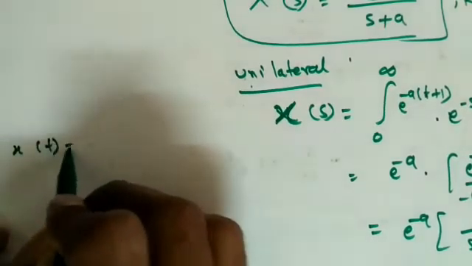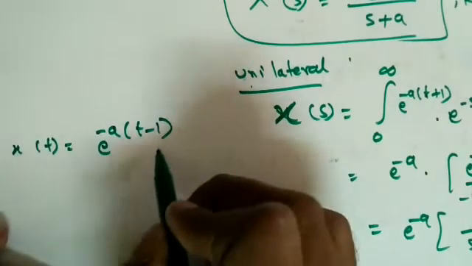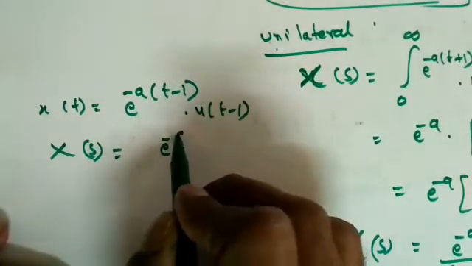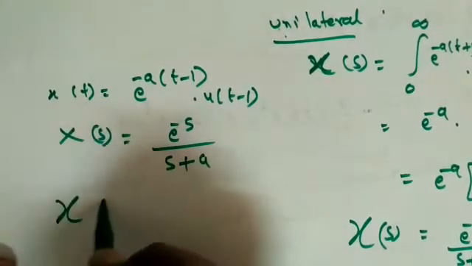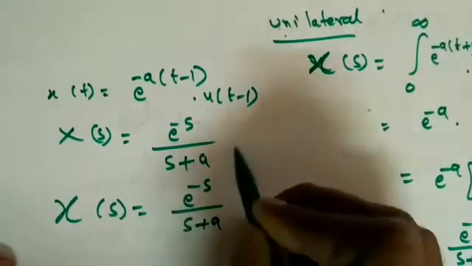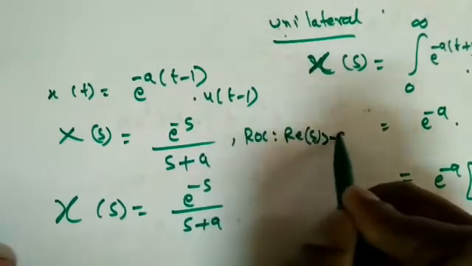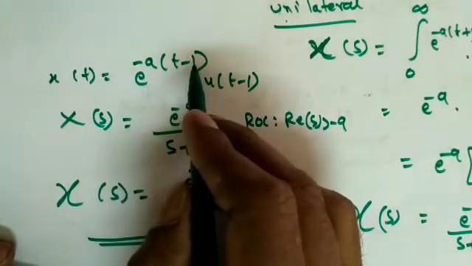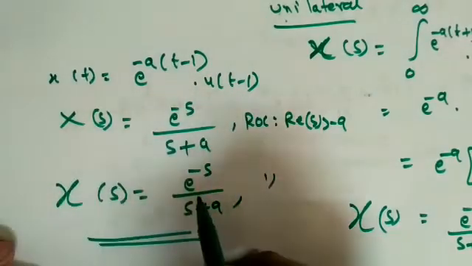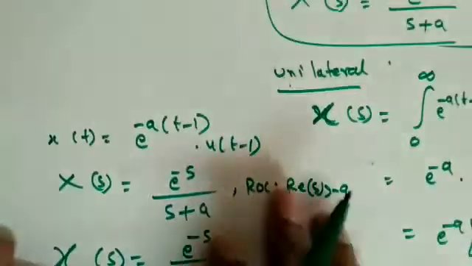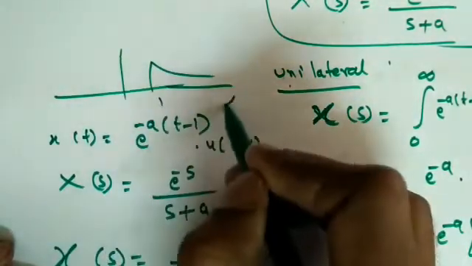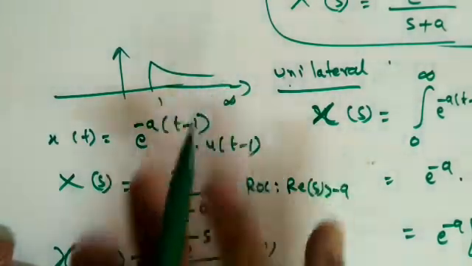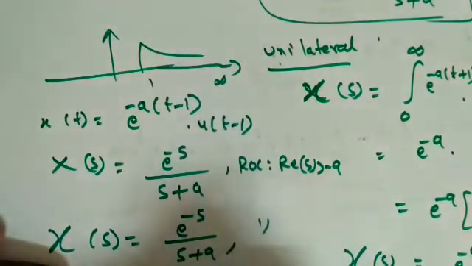I'll give you an assignment: e^(-a(t-1)) u(t-1). I'll get X(s), that is bilateral, e^(-s)/(s+a), and the unilateral Laplace transform also gives e^(-s)/(s+a). The ROC will be the same, real of s greater than minus a. Anyway, we know this is just shifting by delay. When we find the unilateral transform we get the same, because it starts from 1 to infinity. So whenever it is a causal signal or causal system, the unilateral and bilateral transforms are equal. You verify that on your own.